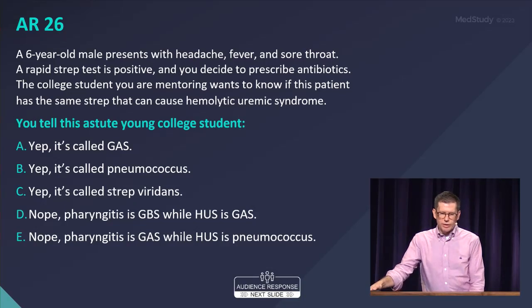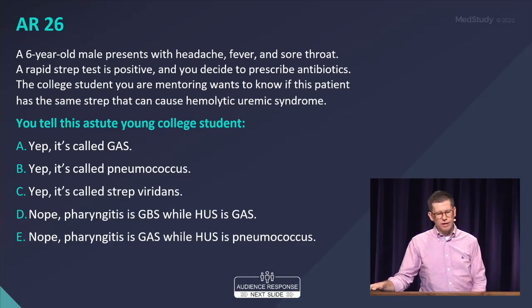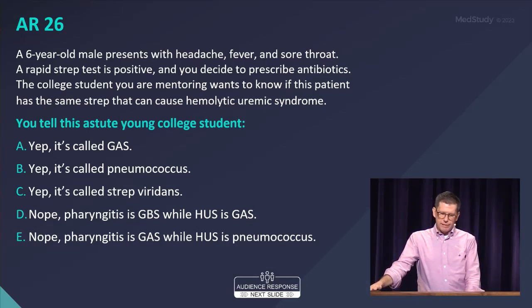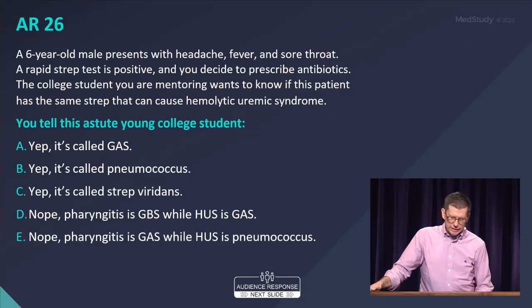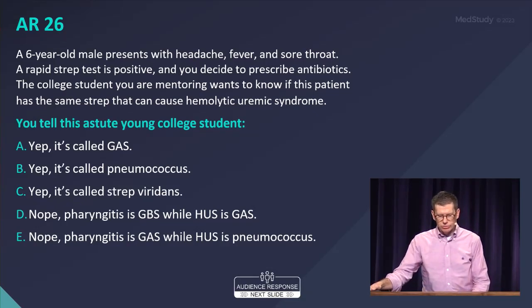A 6-year-old male presents with headache, fever, and sore throat. A rapid strep test is positive. You decide to prescribe antibiotics. The college student you are mentoring wants to know if this patient has the same strep that can cause hemolytic uremic syndrome, or HUS. You tell this astute young college student, A, yes, it's called Group A strep, or B, yep, it's called pneumococcus, or C, yep, it's called strep viridans, or D, you say, nope, pharyngitis is Group B strep while HUS is Group A strep, or you say E, nope, pharyngitis is Group A strep while HUS can be seen with pneumococcus.